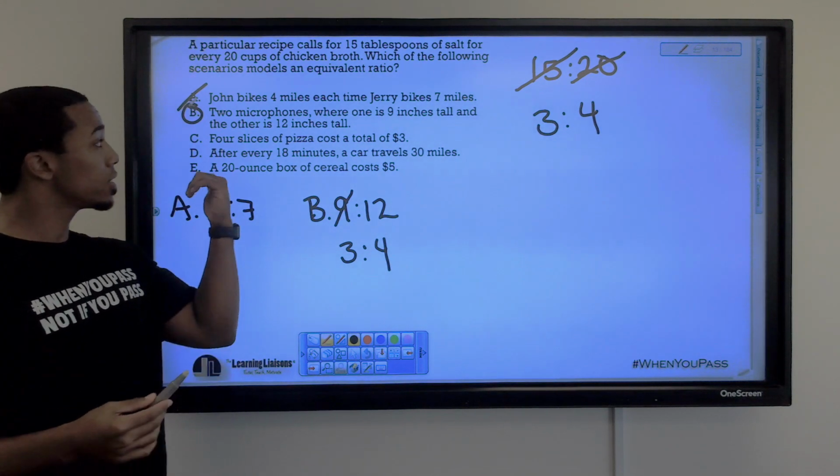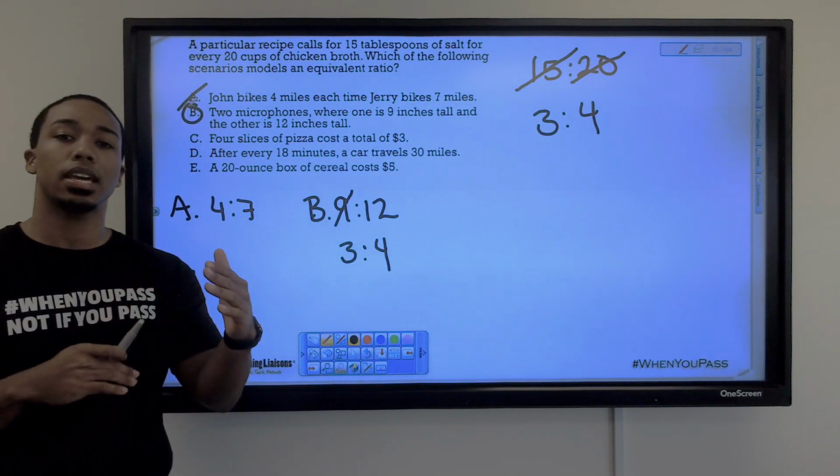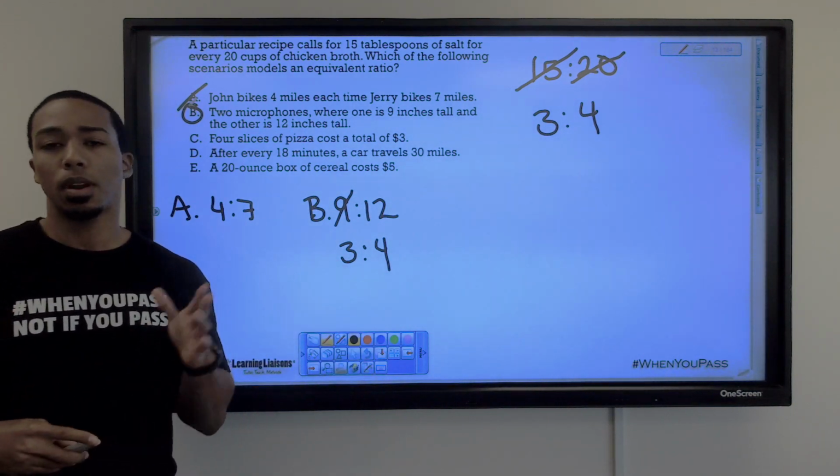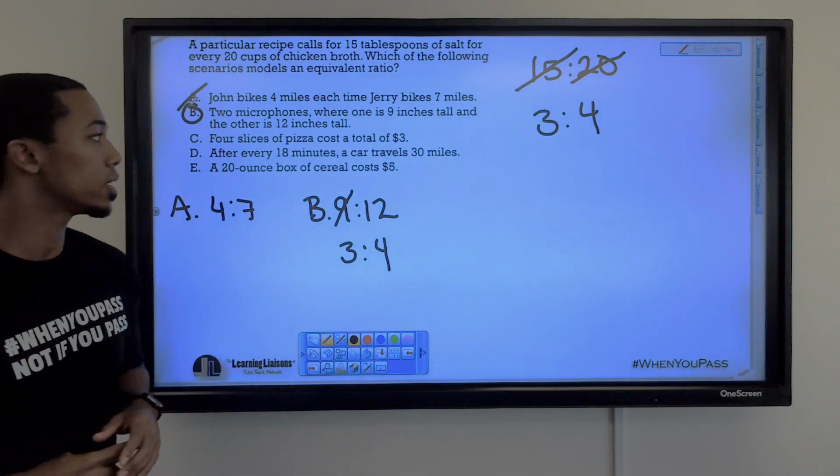And so there we go. We found the answer. The answer choice is B. This isn't a select all that apply question, so there's no need for us to search through C, D, and E. But I'll go ahead and take a quick second and just work with C for a second.